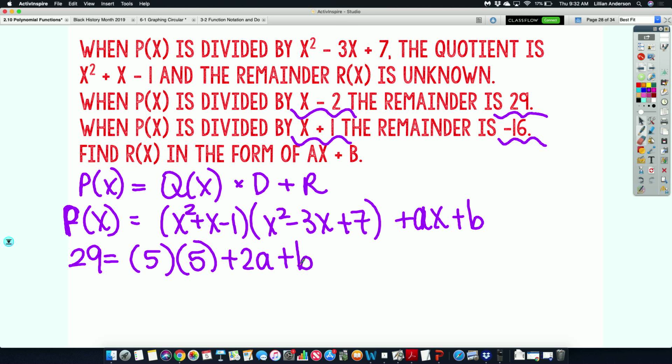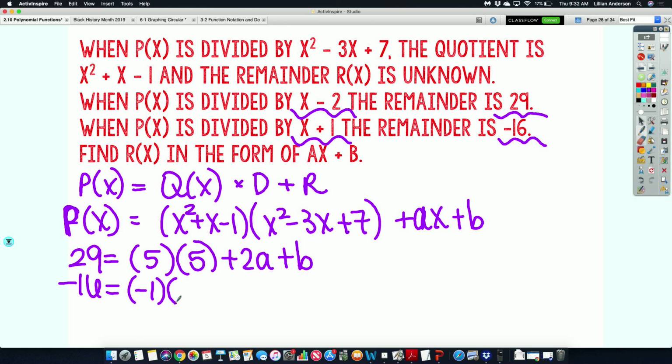So the same way we did it before, one of the important things to remember is to set it up. The next one would be negative 16 has to equal the remainder when the polynomial is evaluated at what value? What number? Negative 1. All I'm doing is plugging negative 1 into my polynomial.